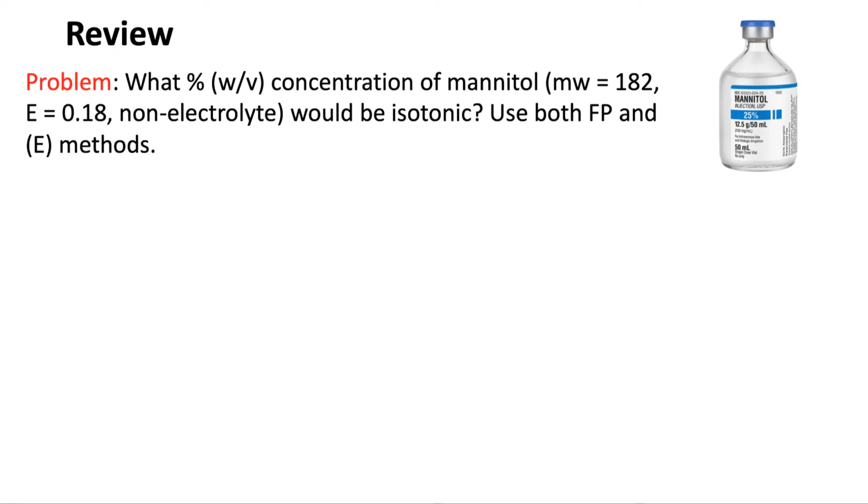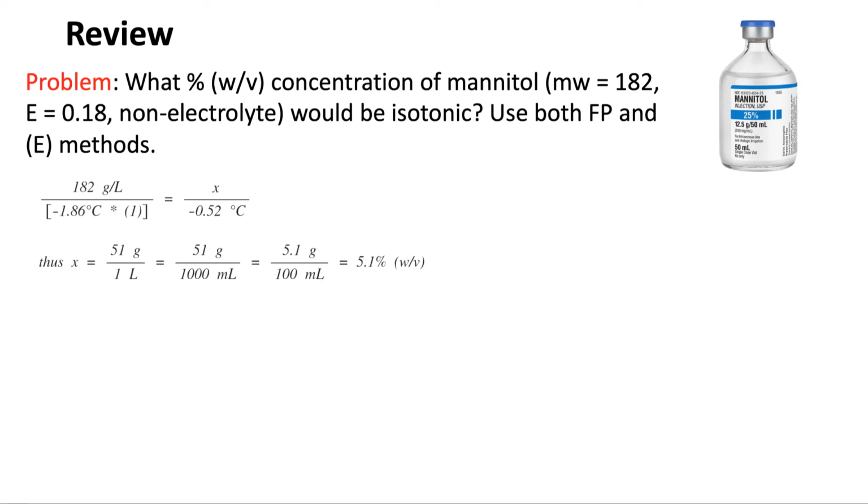So let's start off with the freezing point depression method, and we're going to use that same formula that's set up very similarly to begin with. If you look on the left-hand side here, it's the same setup because the molecular weight of mannitol is still the same. It's 182. So we set the molecular weight in grams per liter on top, so 182 grams per liter in the numerator. Divide that by the negative 1.86 degrees Celsius times the dissociation factor, which again, for mannitol being a non-electrolyte, we'll use the number 1.